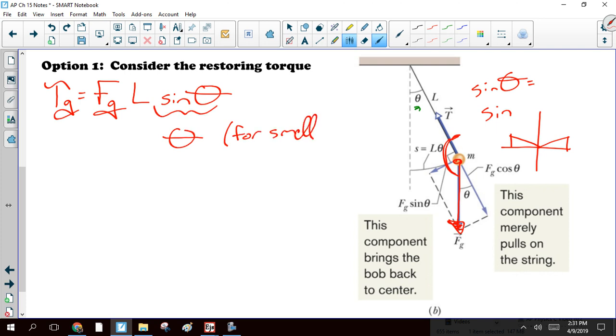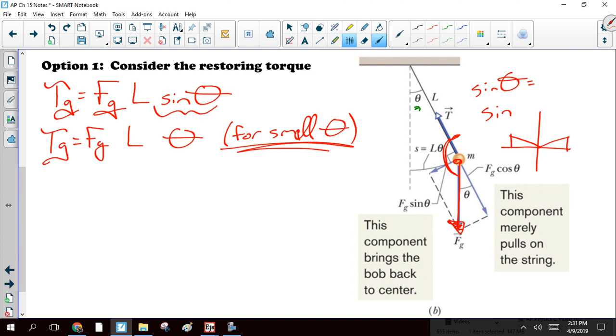This is a thing you need to know how to do. I've seen this question on AP exams before. So please make sure that you are clear with this idea that sine theta is equal to theta for small theta. Okay, so our torque due to gravity is now Fg times L times theta.